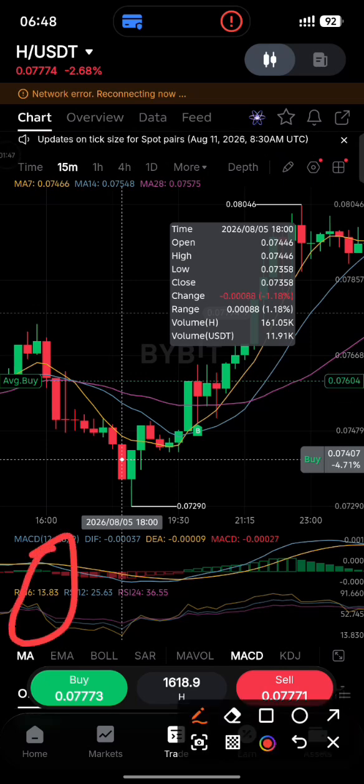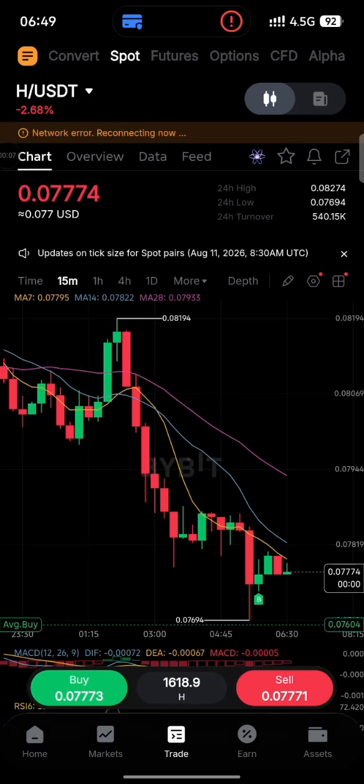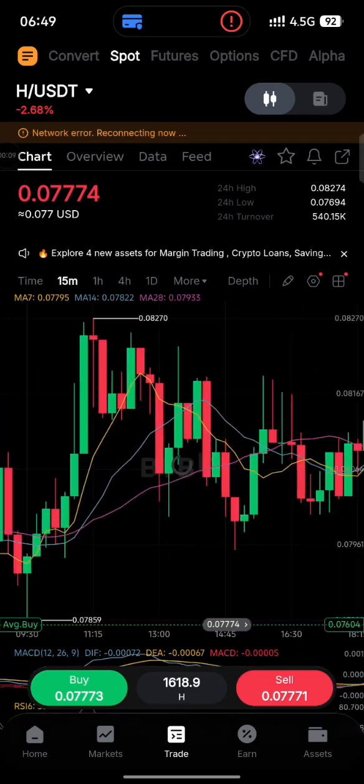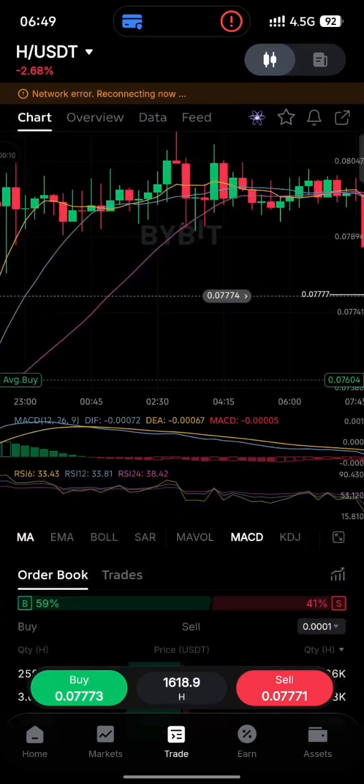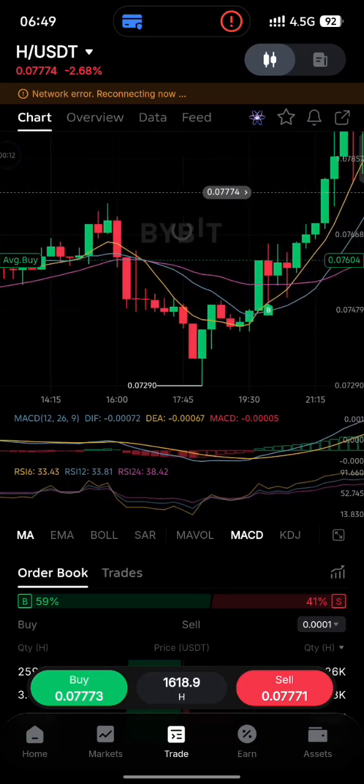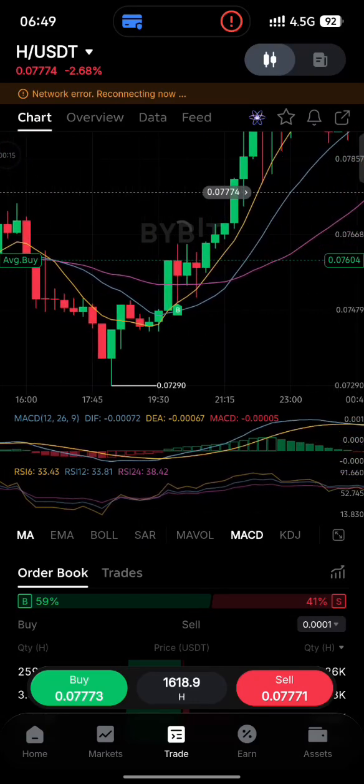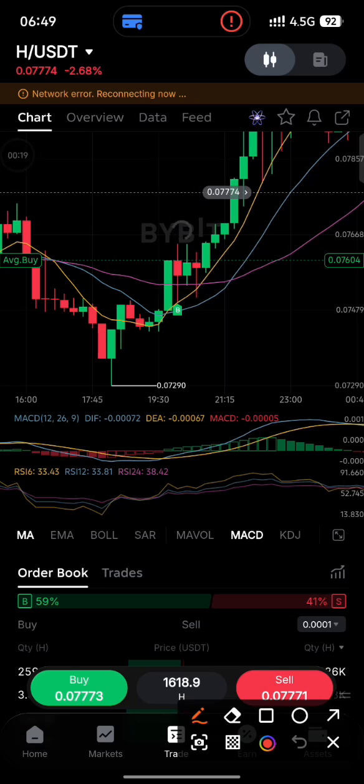All right, look at the RSI. RSI was 13.8 then, and where was the MACD? Look at the MACD indicator. The MACD indicator was also here, about crossing the signal line.